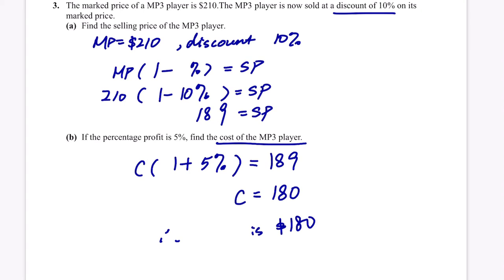Easy, right? You just have to click this in calculator first, which is 1.05, and then divide it on the other side. You should be able to get 180. Now let's get continued.